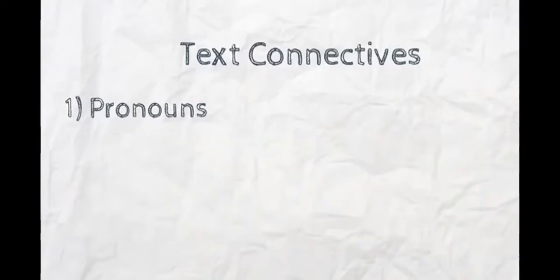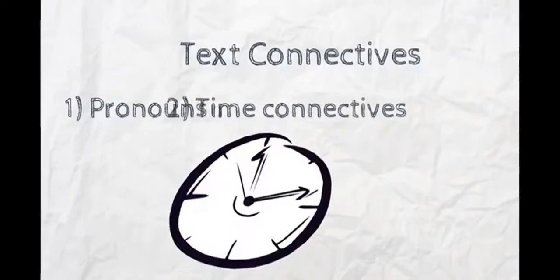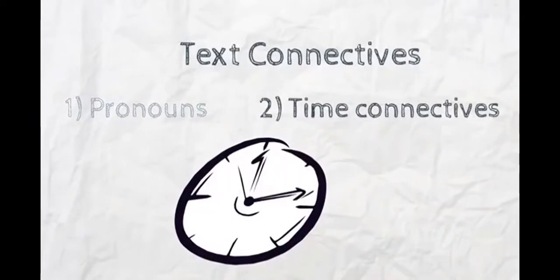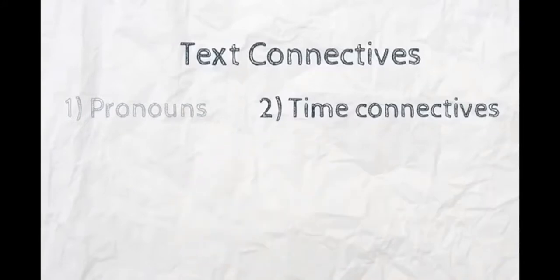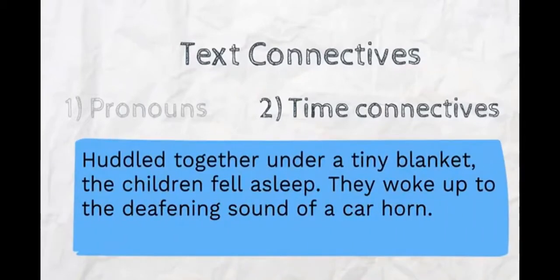Another device writers use to make their writing more connected is time connectives. Time connectives signal to the reader when an event took place. Take this passage of text as an example. Huddled together under a tiny blanket, the children fell asleep. They woke up to the deafening sound of a car horn. It sounds a little disjointed and is hard to follow. When did they wake up?